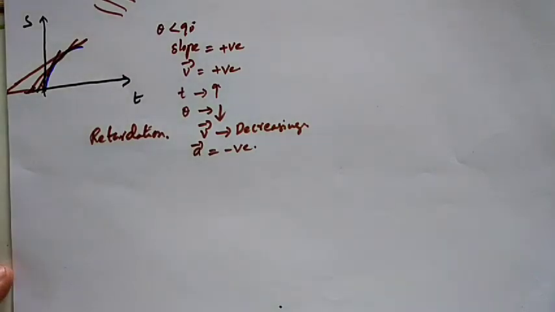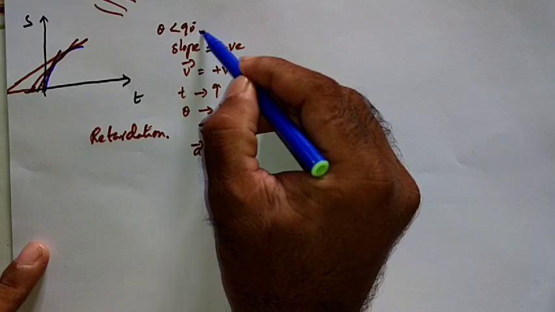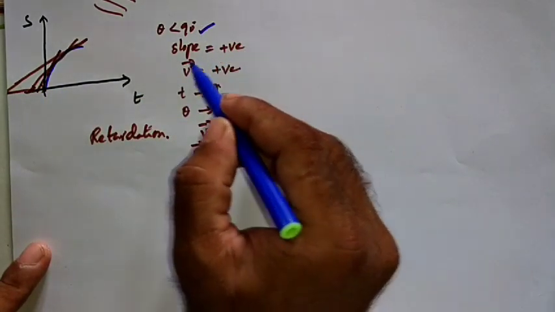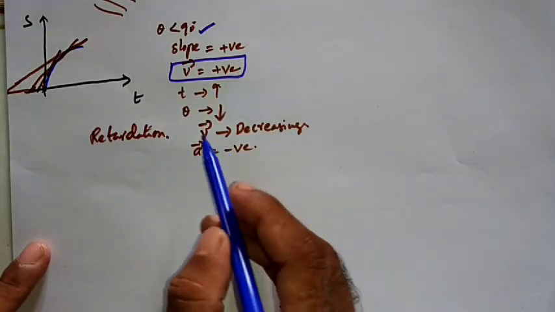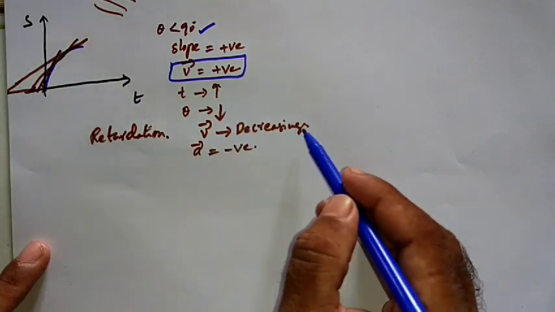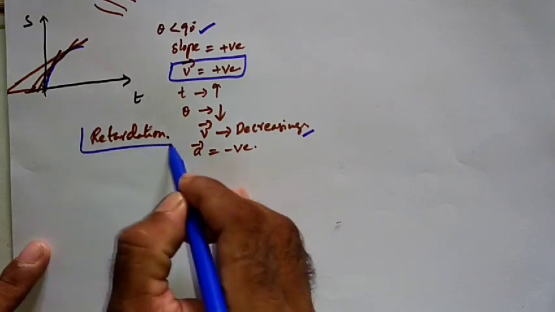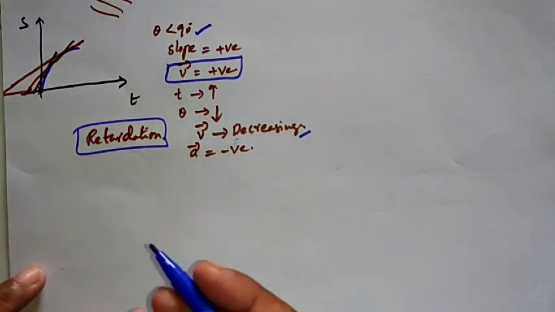Very simple. See this? Slope. Theta is less than 90 degrees. Slope positive, so velocity positive. Next, is it increasing or decreasing? Let us see. As the time is increasing, theta is decreasing. So velocity is decreasing. So the motion is what? Retardation. Clear?